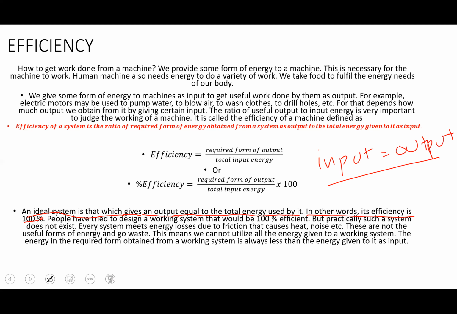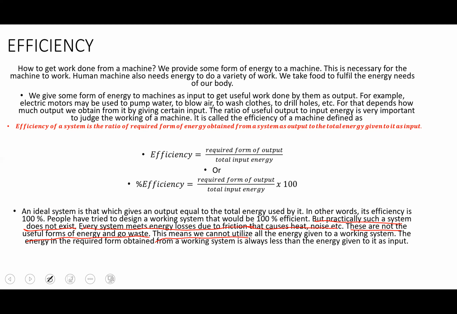But students, none of our machines in this world works in such a manner. Every machine has output less than its input, which is basically the second law of thermodynamics, but we will discuss that later. Practically such a system does not exist. Every system meets energy losses due to friction that cause heat, noise, etc. These are not useful forms of energy and go to waste.